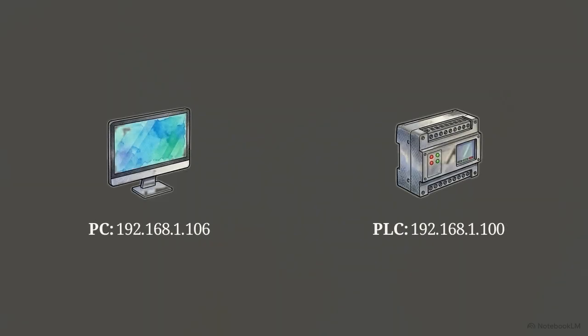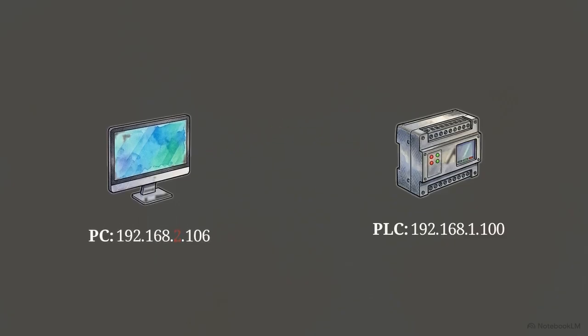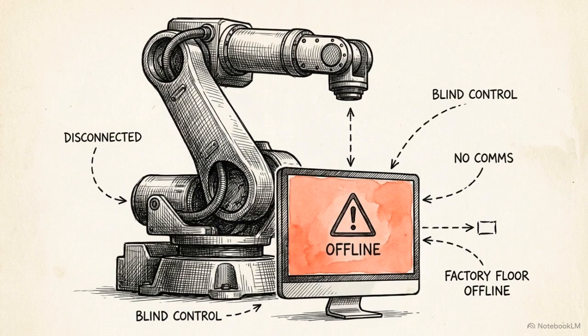Look at this network map. The PC and the PLC must exist on the same subnet. Notice how the first 3 IP numbers align perfectly. If a single digit in that routing sequence falls out of alignment, the connection drops, instantly isolating the software. Without a perfectly aligned network, the most sophisticated control software remains entirely blind to the factory floor.